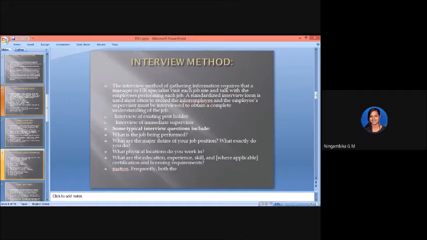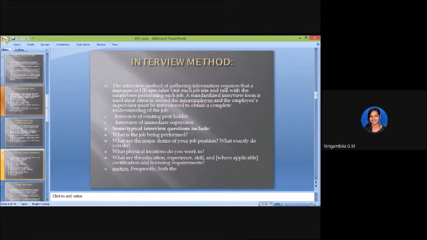This understanding of the job can be obtained in two ways. That is, interviewing an existing post holder, or interviewing an immediate supervisor. As I said in the previous slide, either they will go and check with the present employee who is in a notice period, the existing post holder, or the immediate supervisor, the person who is actually taking care of that particular team. So then what type of questions may they ask in the interview method?